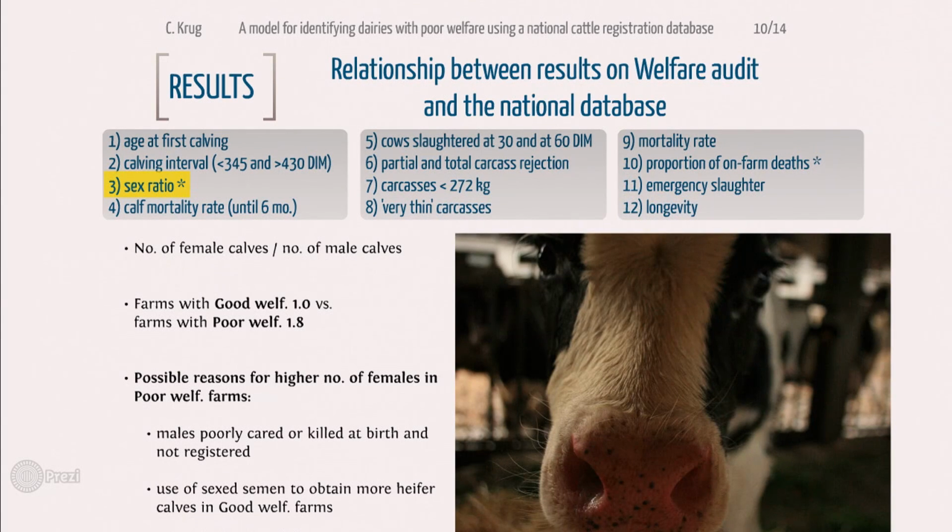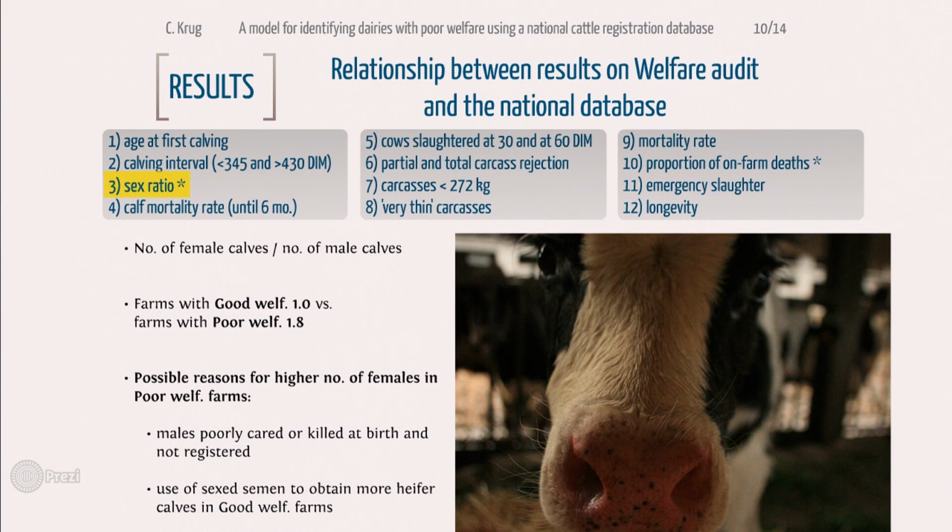Sex ratio is calculated by dividing the number of female calves by the number of male calves. We would generally expect 50% of each, and that was what we found as a median for good welfare farms: the ratio was 1. However, among farms with poor welfare, the median was 1.8. So a lot more female calves were registered compared to male calves.